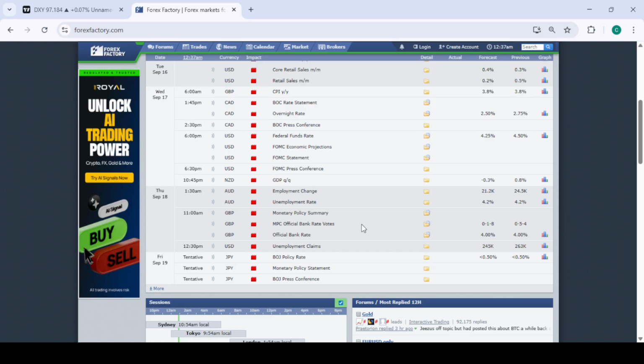So, the whole week is full of crazy high volatility and fundamentals. So we have to be very cautious. And on Friday, we also have the Bank of Japan going to release its monetary policy statement and policy rate. So let's jump into the charts and look at the setups we have for the coming week.